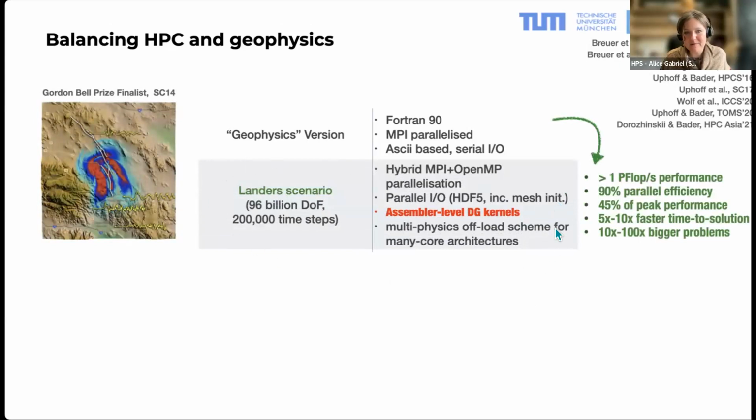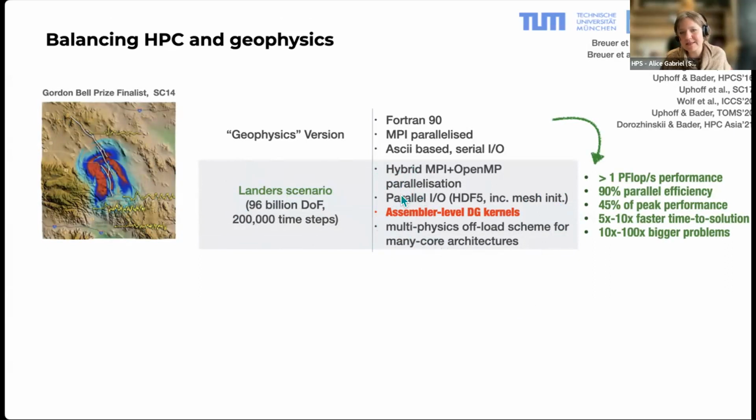The first one was when we were trying to win the Gordon Bell Prize. So this is kind of the Oscar for supercomputing. And we performed in 2014 a simulation of the Landers earthquake on a large supercomputer. And to be able to do that, there were a couple of optimization developments implemented.